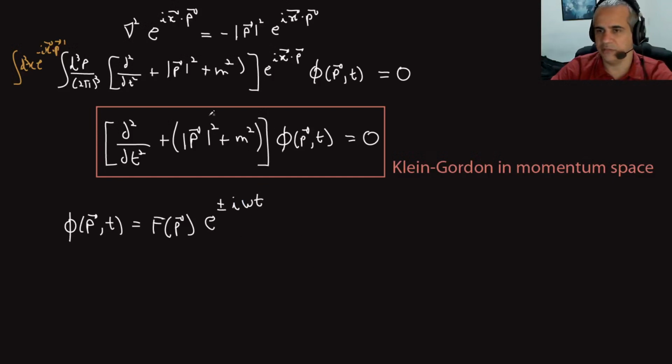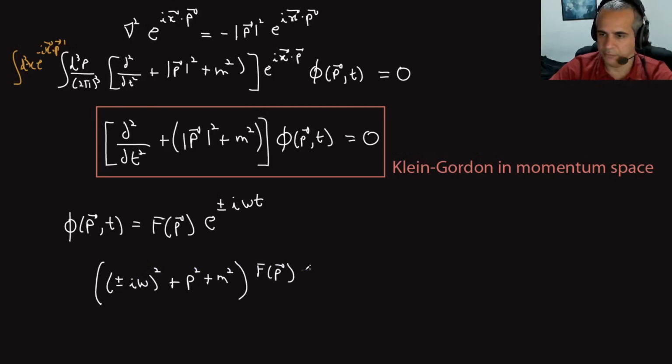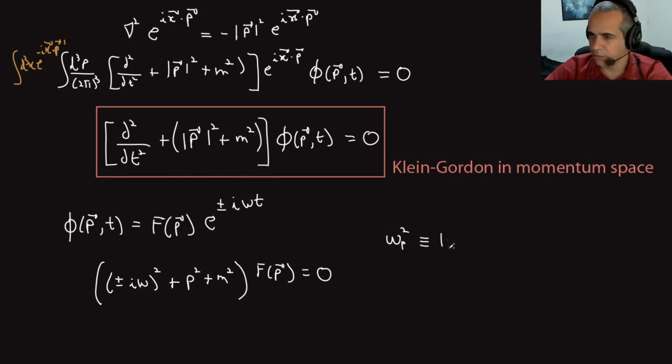You just have to substitute this here, and then, of course, the time derivatives bring down powers of minus or plus i omega. And you get (plus or minus i omega)² plus p² plus m² times f of p equals 0. If you want this to be true for generic f of p, that means that omega², which I'll call omega_p², just to remember it is a function of this momentum, needs to be, I'm defining these as p² plus m².